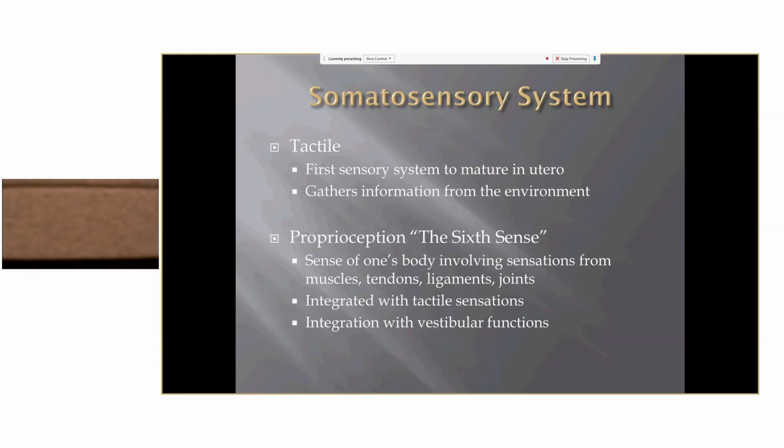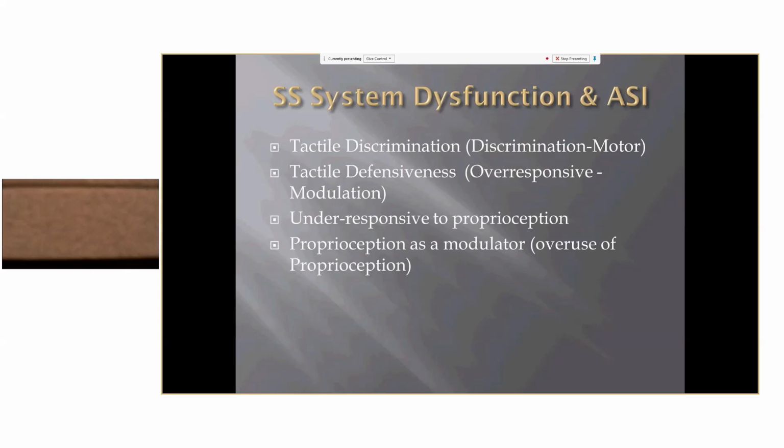Motor learning is dependent upon adequate somatosensory processing. So in order to have good motor learning and good body scheme and praxis, we really have to have a good functioning somatosensory system. Okay, so some of the dysfunctions within the somatosensory system, as it relates to sensory integration. The first one we're going to talk about is tactile discrimination. If you look at your chart, that's going to be under the discrimination and motor part of the chart. And then tactile defensiveness, so over-responsive, which is a modulation concern, under-responsive to proprioception, and then use of proprioception as a modulator.